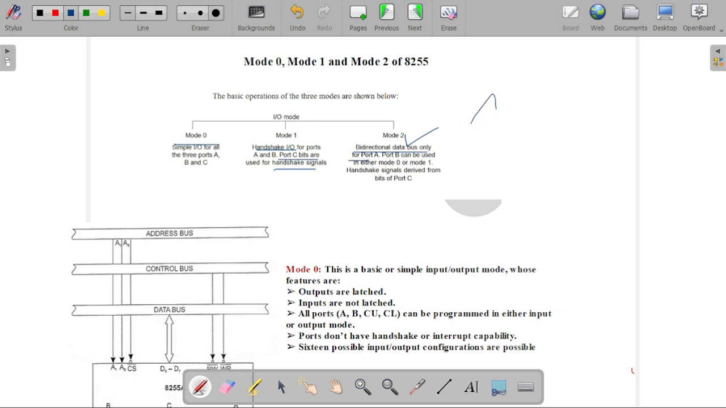Whenever we are considering port A, we can use 3 modes, mode 0, mode 1 and mode 2. But for group B, we use only 2 modes, mode 0 and mode 1. So these are the different modes of the 8255 microprocessor.